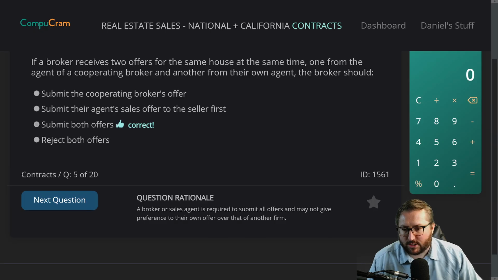Correct. Question rationale. A broker or sales agent is required to submit all offers and may not give preference to their own offer over that of another firm.